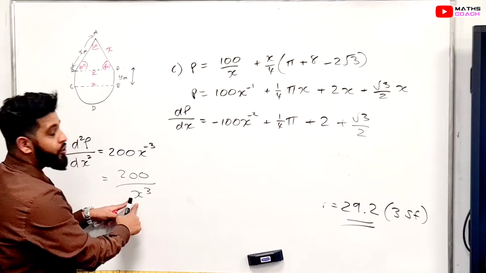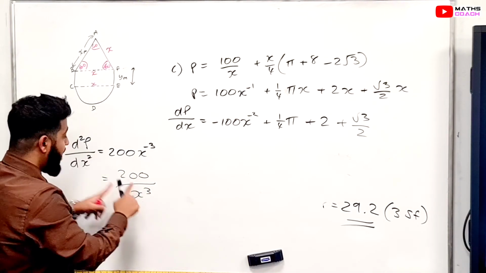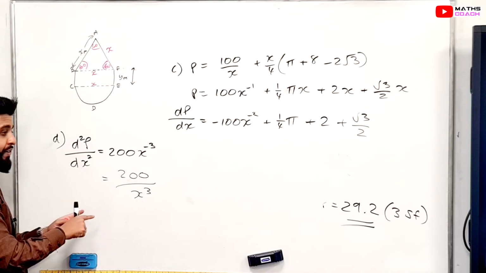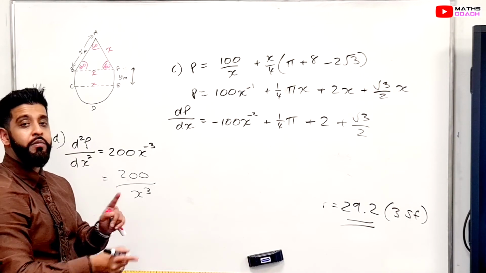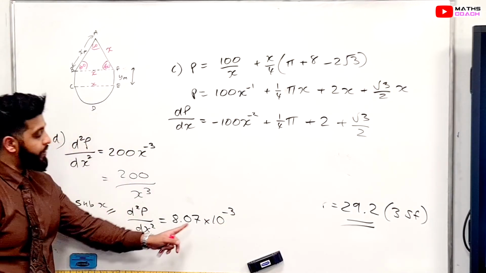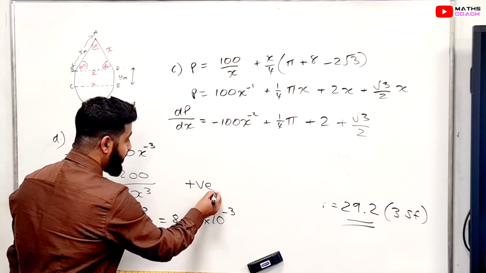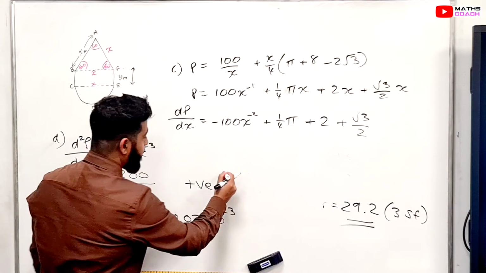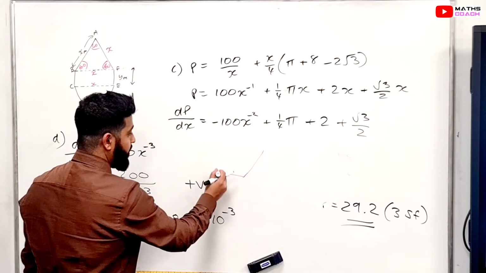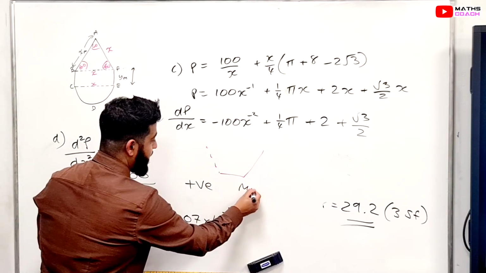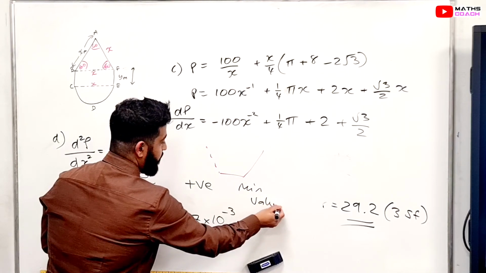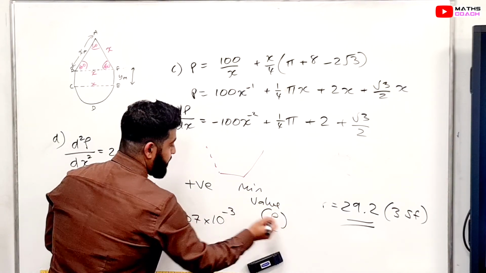You're now going to substitute the value of x that you had from earlier. And if this is a positive or a negative, that will determine whether you have a maximum or a minimum point. And we have 8.07 times 10 to the minus 3, which is a positive value. So therefore, you have a positive gradient. And therefore, this is a minimum value for your P.